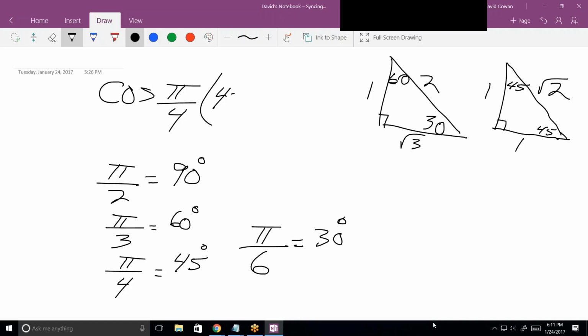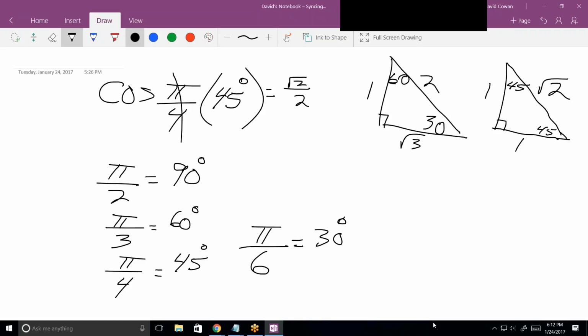So this is 45 degrees. What's cosine of 45 degrees? Root 2 over 2. Correct. Now notice that that's the same as my triangle, which is 1 over root 2 rationalized.